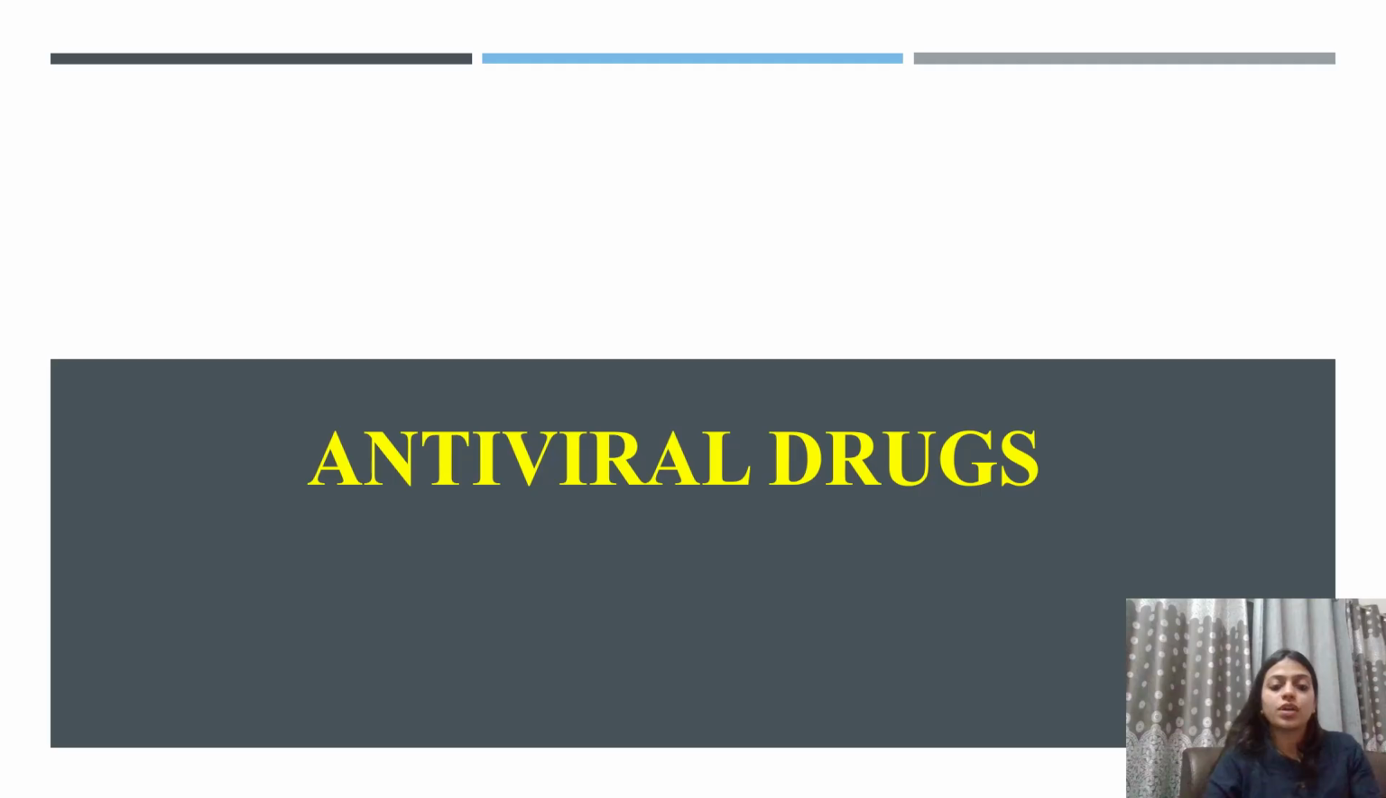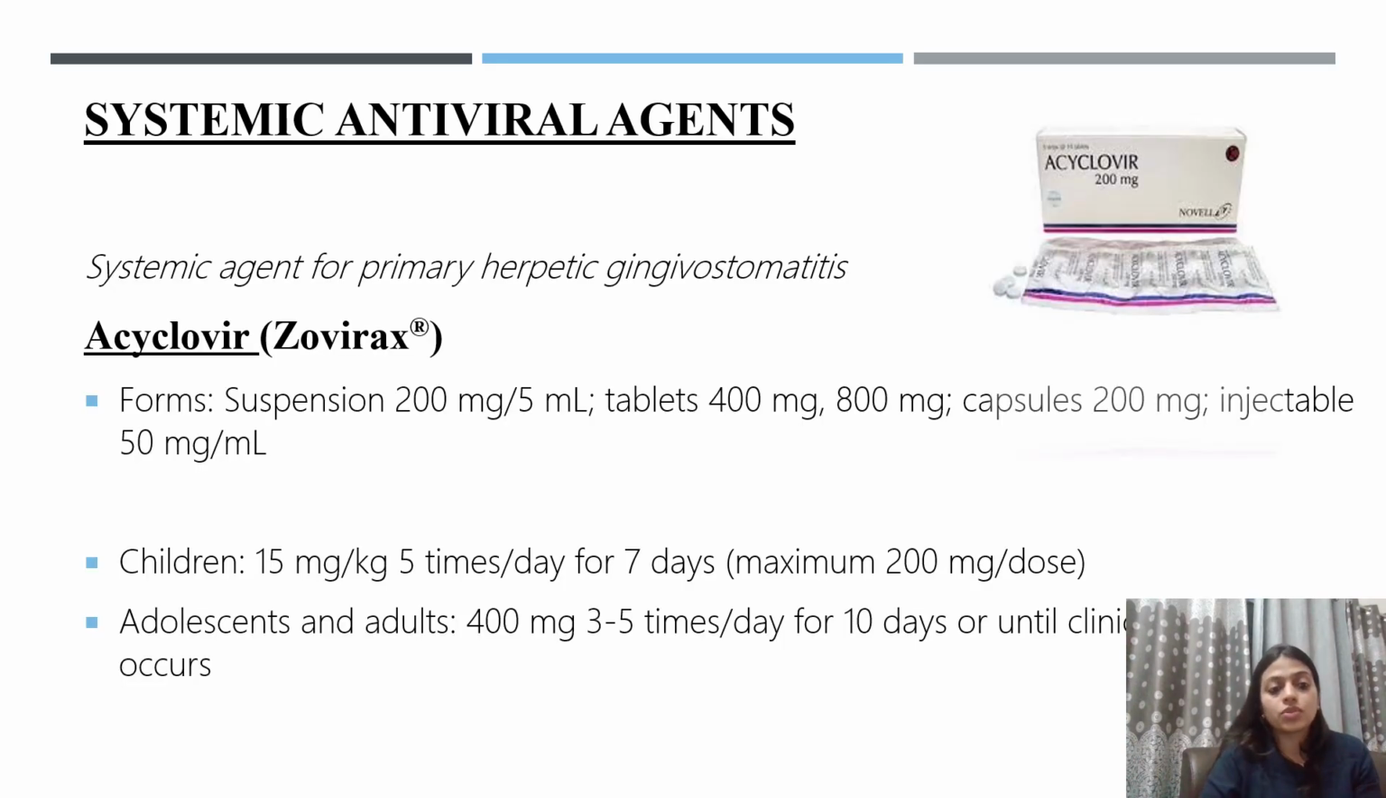Then comes antiviral drugs. Okay, so the most commonly used systemic antiviral agents are used for the treatment of primary herpetic gingival stomatitis or any kind of herpetic infections. Acyclovir is used in suspension form, 200 milligram per 5 ml, or tablet 400 milligram, 800 milligram, and capsule of 200 milligram, also injectable 50 milligram per ml. And children 15 milligram per kg 5 times a day for 7 days, maximum 200 milligram per day.